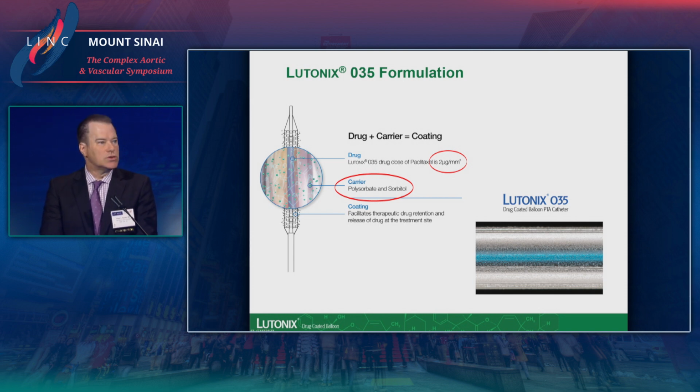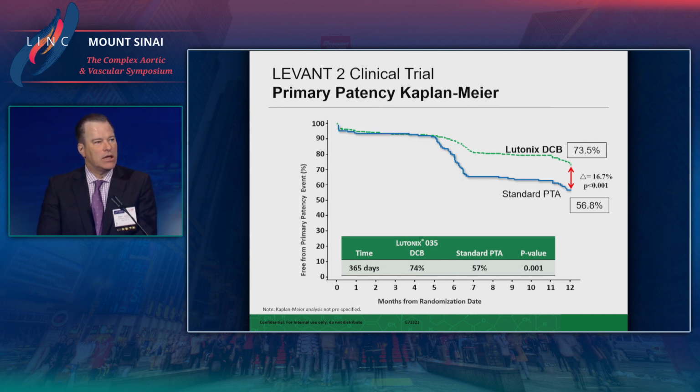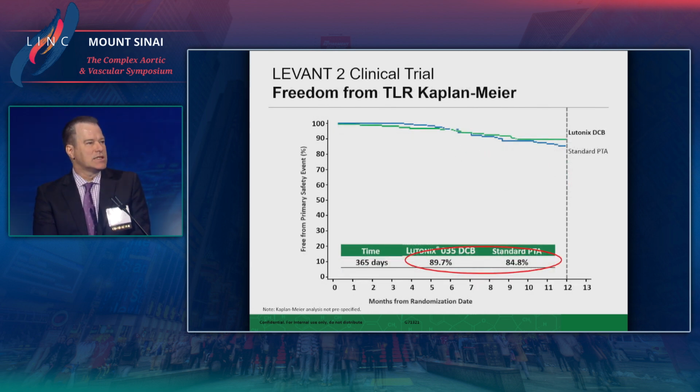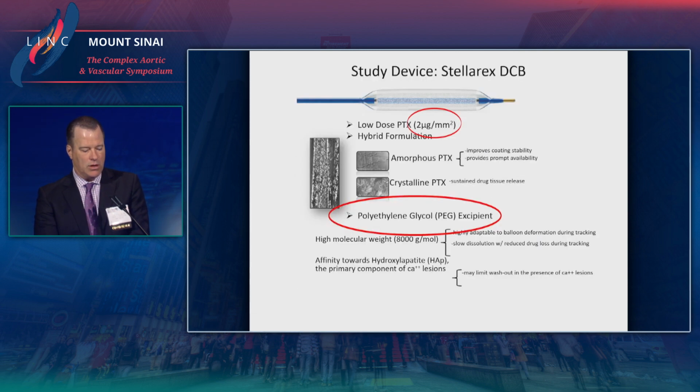Lutonix has a similar trial and a similar formulation. It's, again, paclitaxel, a slightly lower concentration, a different carrier, but quite similar in overall design. The randomization scheme was similar as well, a 2-to-1 randomization scheme, again after successful pre-dilatation. And again, at 12 months, they demonstrated a statistically significant improvement in primary patency. Not the same absolute level of improvement, but nevertheless an identifiable improvement. It was not significant enough to result in improvement in target lesion revascularization in this particular trial, but they did demonstrate sustained improvement in the clinical endpoints in terms of walking distance and walking impairment questionnaires.